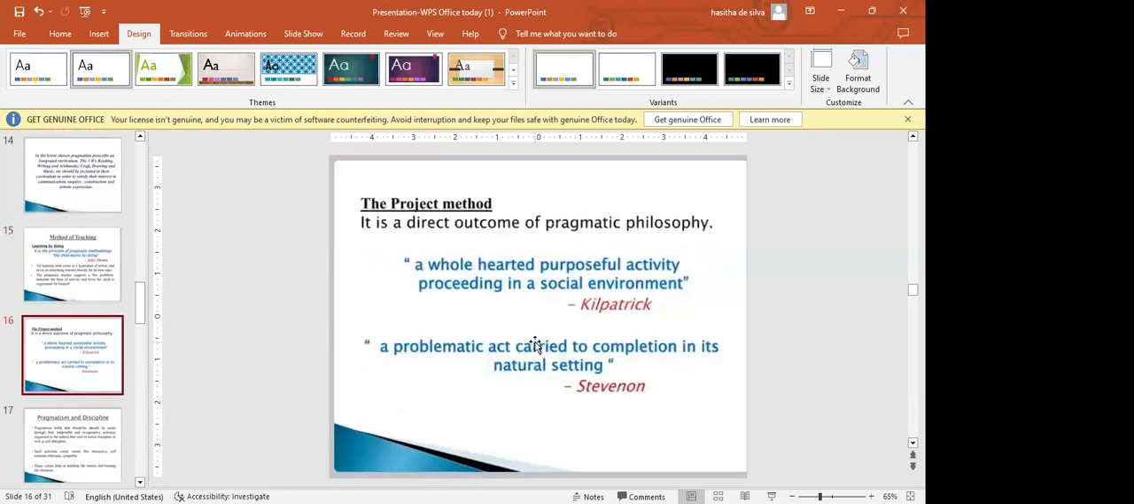The project method. The second teaching method is the project method. Kilpatrick and Stevenson expressed that it is wholehearted, purposeful activity proceeding in a social environment, a problematic act carried to completion in its natural setting. So the project method is a direct outcome of pragmatic philosophy.